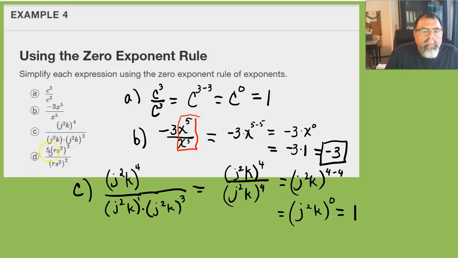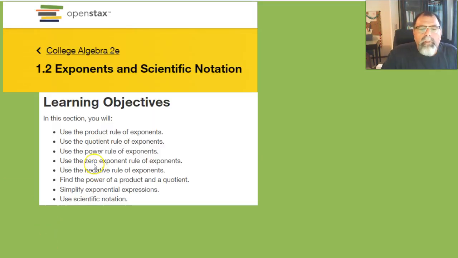But I like to show all the detail in the beginning, just to make sure we're on the same page. And then D, same thing here. You're going to go 2 minus 2 is 0, and then 5 times 1 will be 5. So I'm not going to do that one. All right, moving to the next learning objective. Use the negative rule of exponents.